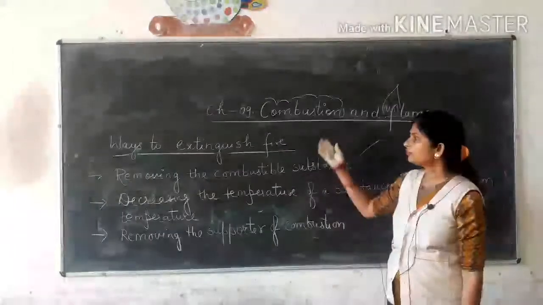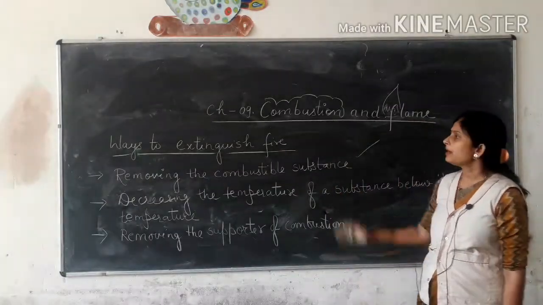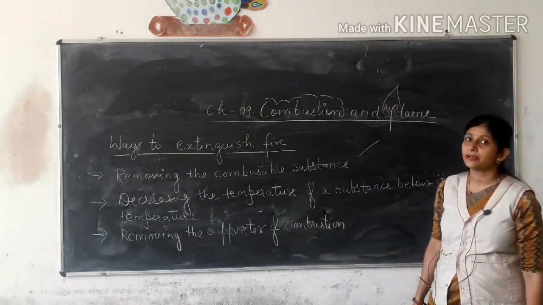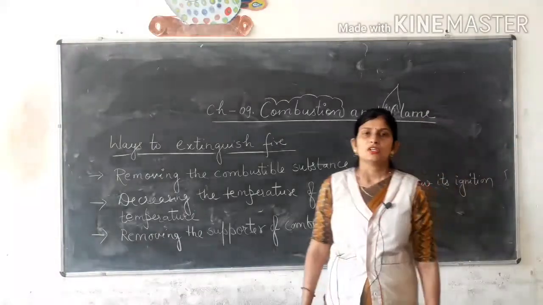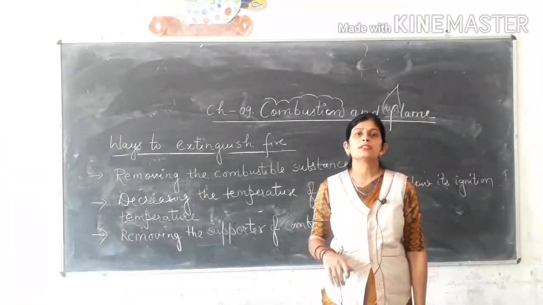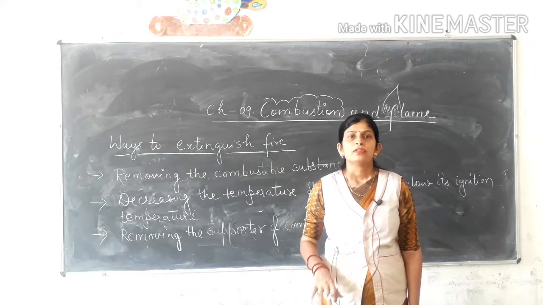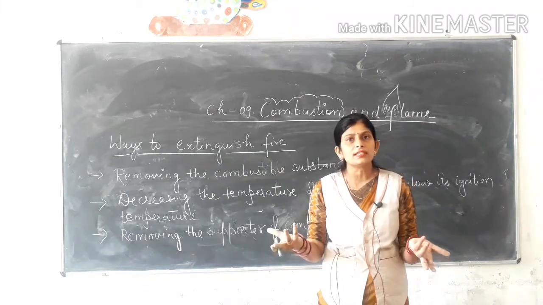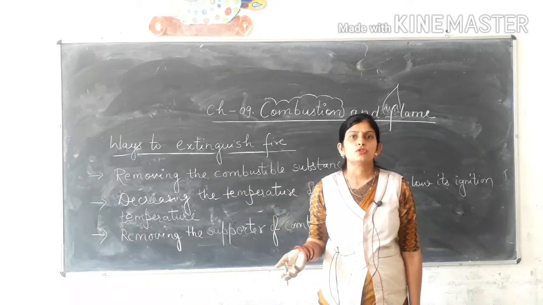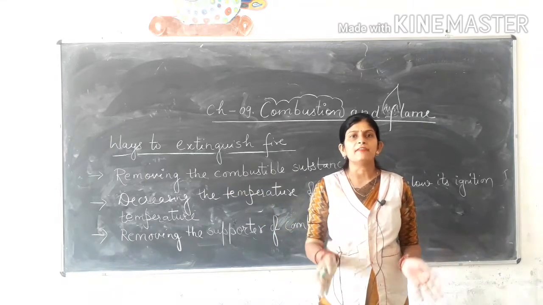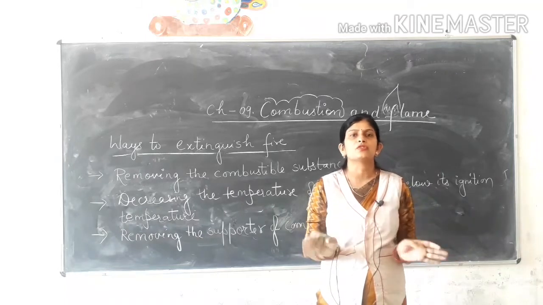There are three main ways by which we can extinguish fire. The first one is removing the combustible substance. Just remove the combustible substance. Then there will be no combustible substance to burn in the presence of oxygen, so burning or fire will be stopped, will be extinguished.